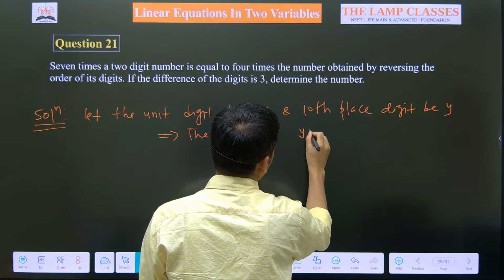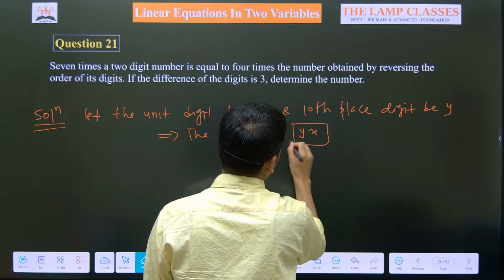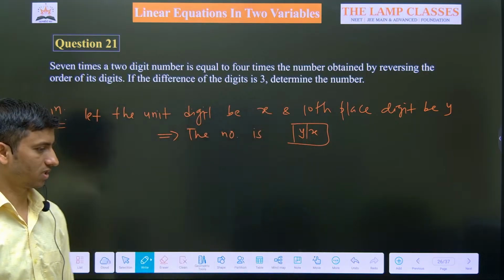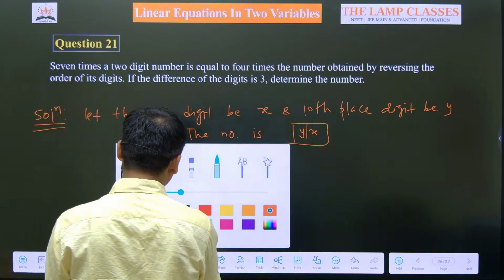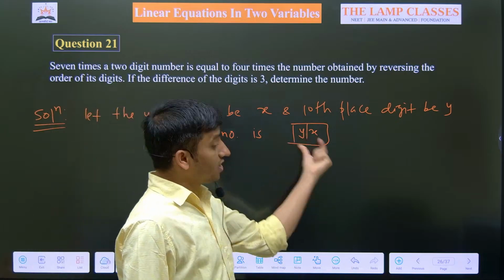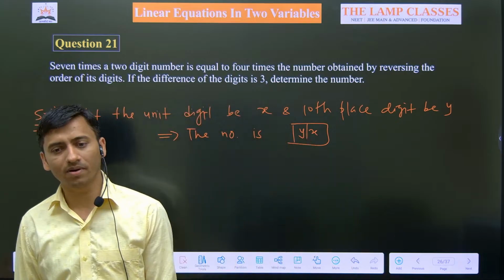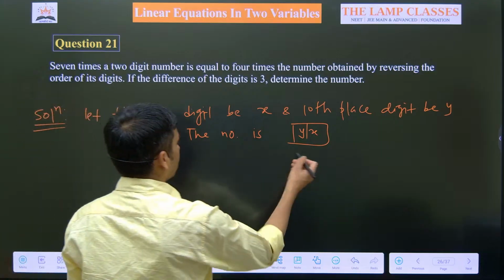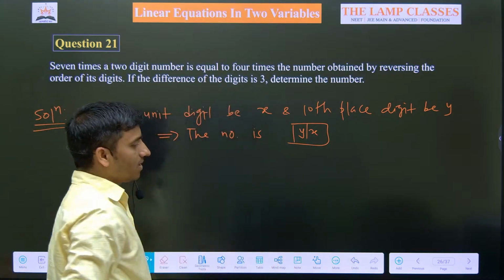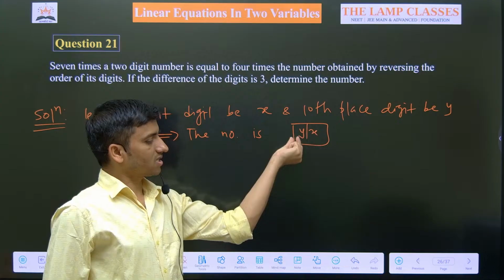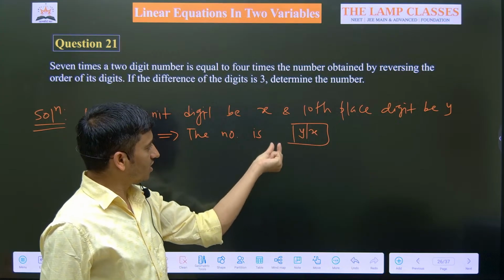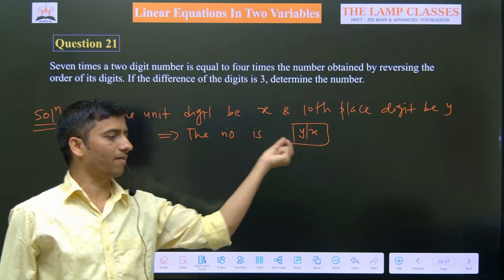y is at the 10th place, right? It's a 2-digit number, so let's write 2 boxes like that. And now let's frame the equation, right? And whenever digits are given, guys, how do we frame the number? It will be x plus 10 times the tens digit. If it is a 3-digit number, then we just have to increase the powers of 10.